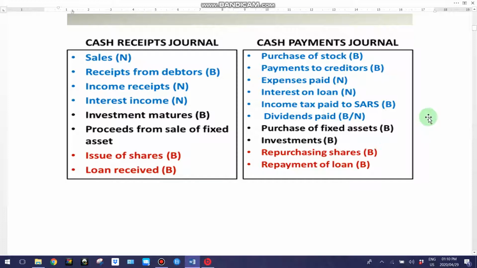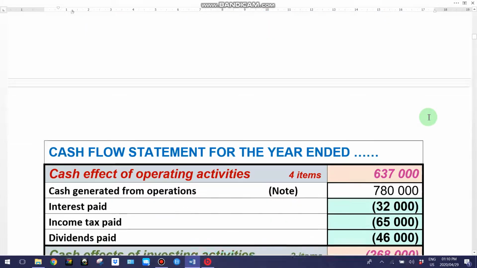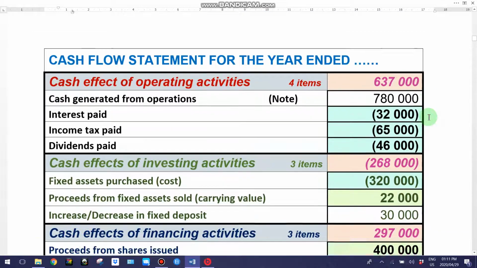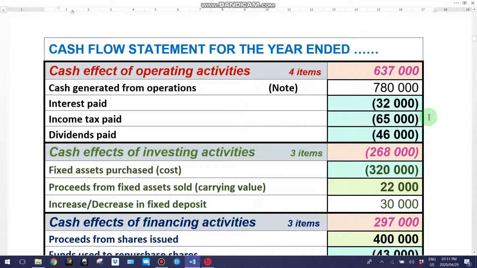Okay, so moving on, let's now explore the different sections of the cash flow statement in greater detail. And for this, we will look at the actual format of the cash flow statement. The first thing you need to worry about is make sure you have the correct heading, cash flow statement for the year ended, because you prepare it for your financial year.